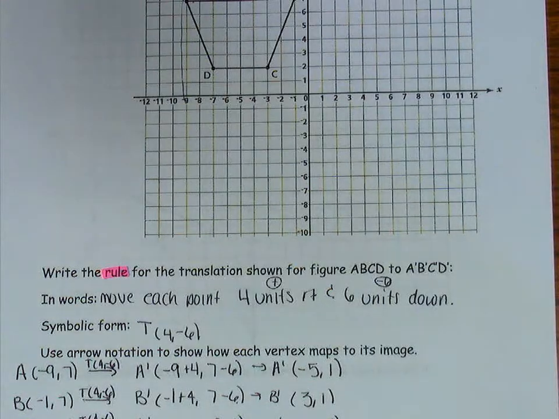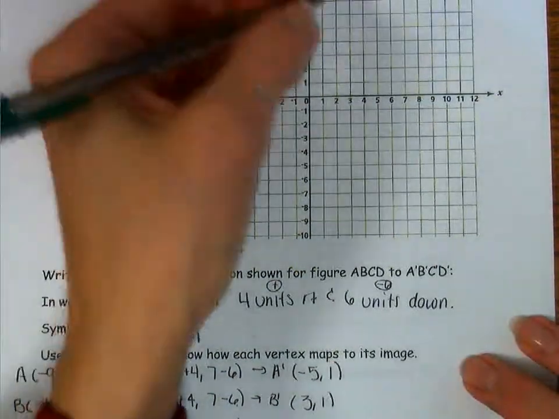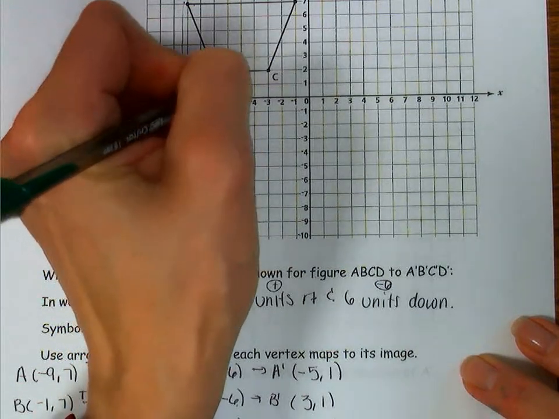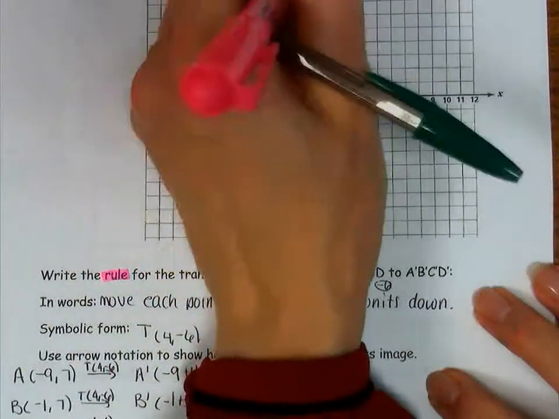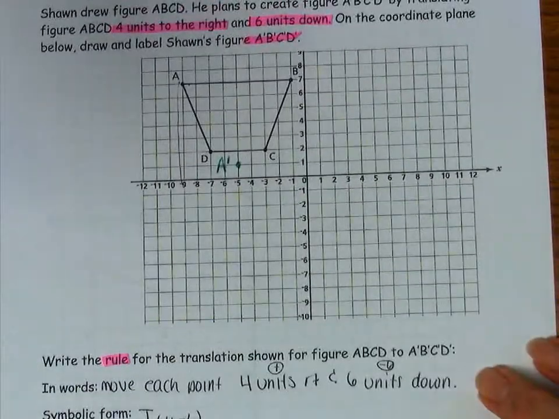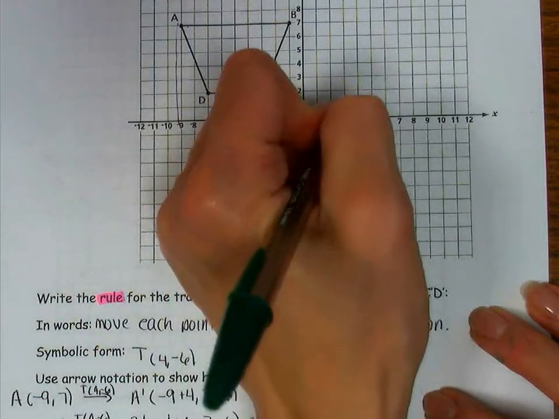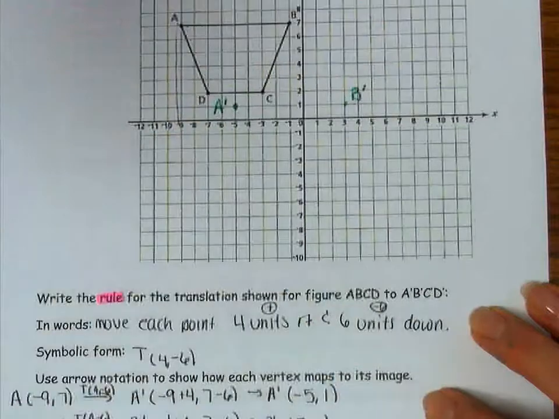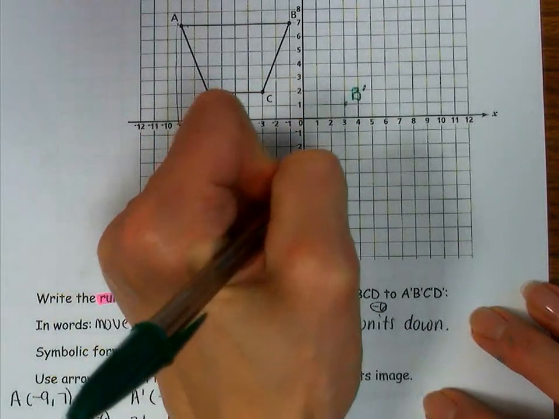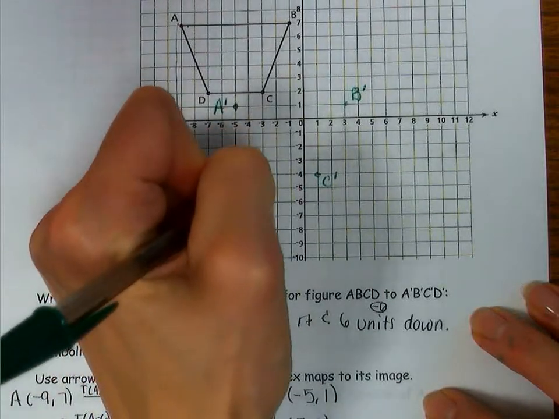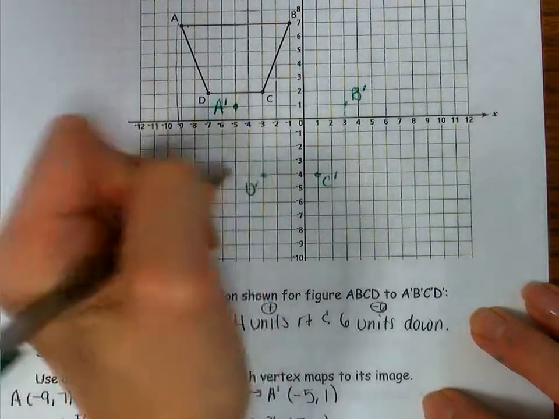So on our coordinate grid here, I'm going to use a different color pen to show you that it is going to be an image. Negative 5, positive 1, and I'm going to label that A prime, because it says label A prime, B prime, C prime, D prime. So A prime is negative 5, positive 1. B prime is 3, 1. C prime is 1, negative 4. And D prime is negative 3, negative 4.